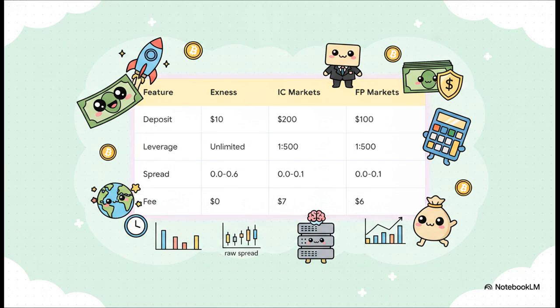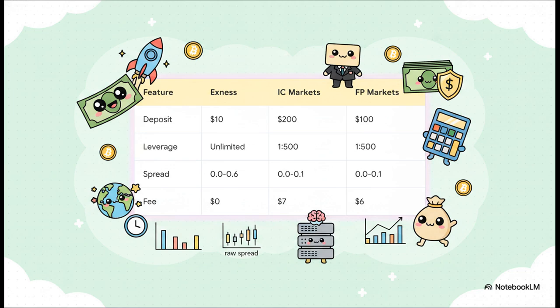But then contrast that with IC Markets. They require a higher $200 minimum deposit and charge a commission, but in exchange, they offer ultra-low raw spreads of 0 to 0.1 pips. That basically means the gap between the buy and sell price is nearly non-existent. IC Markets provides true ECN, or electronic communication network, connectivity, giving you direct market access. This makes them a premier choice for algorithmic traders who need that deep liquidity.